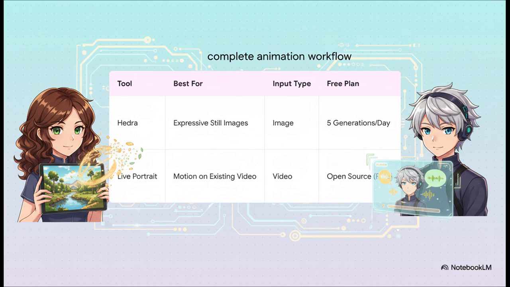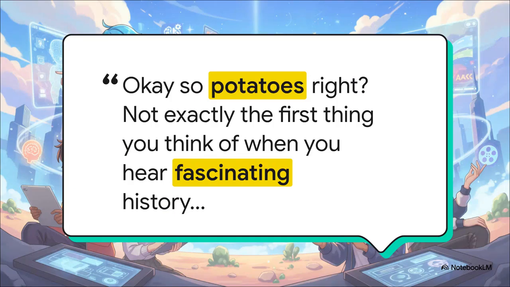Got a still image, like a photo or a drawing that you want to make talk? Hedra is your go-to. It's amazing for expressive animation. But if you've already got a video of a character and you just need to add the dialogue, this open source tool called Live Portrait is perfect. And open source is just a fancy way of saying it's built by the community and it's, you guessed it, totally free to use.